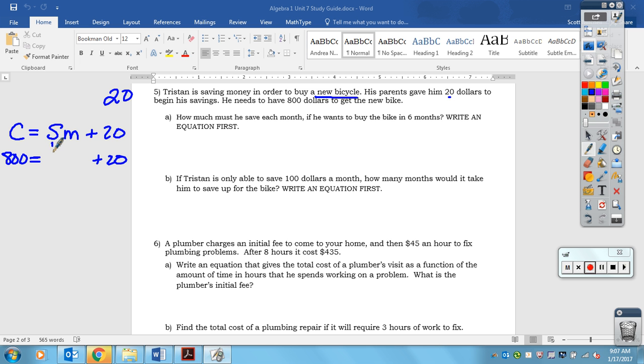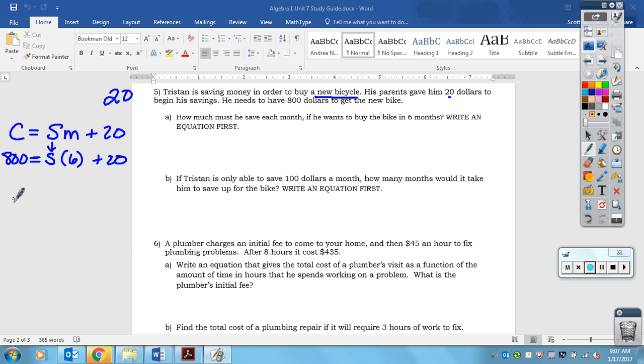Now we know that the savings, that's what we're looking for. How much does he need to save per month? But the number of months we know is 6. So he's trying to find it in 6 months. So the amount he needs to save times the 6 months plus the $20, that needs to equal 800.